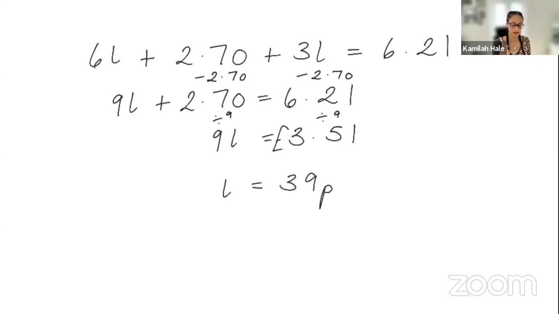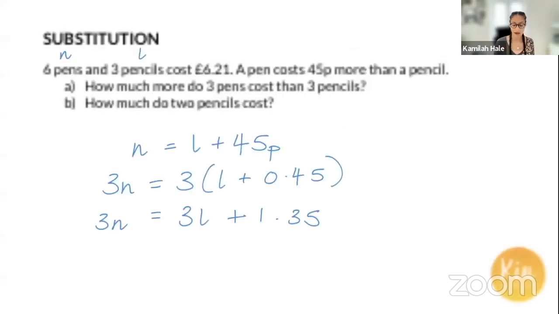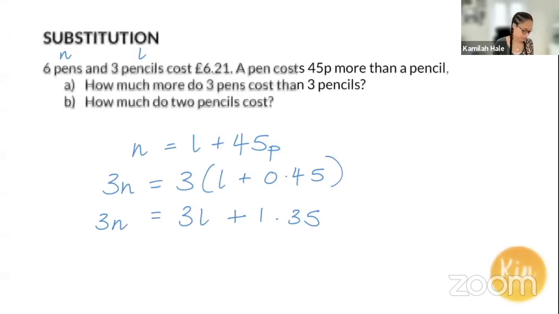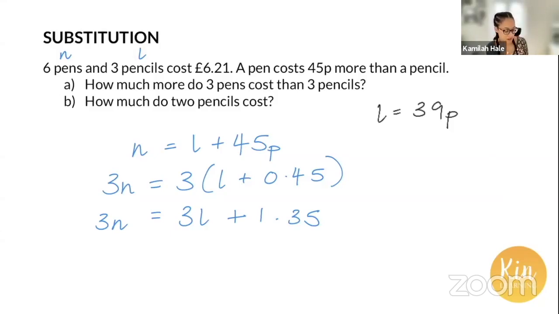And then the question asks, we can't forget what the question asked us to do, which is how much do 2 pencils cost? So we have just found out that 1 pencil costs 39p. Well done, Vidali. 1 pencil costs 39p. 2 pencils, therefore, will be 78 pence.